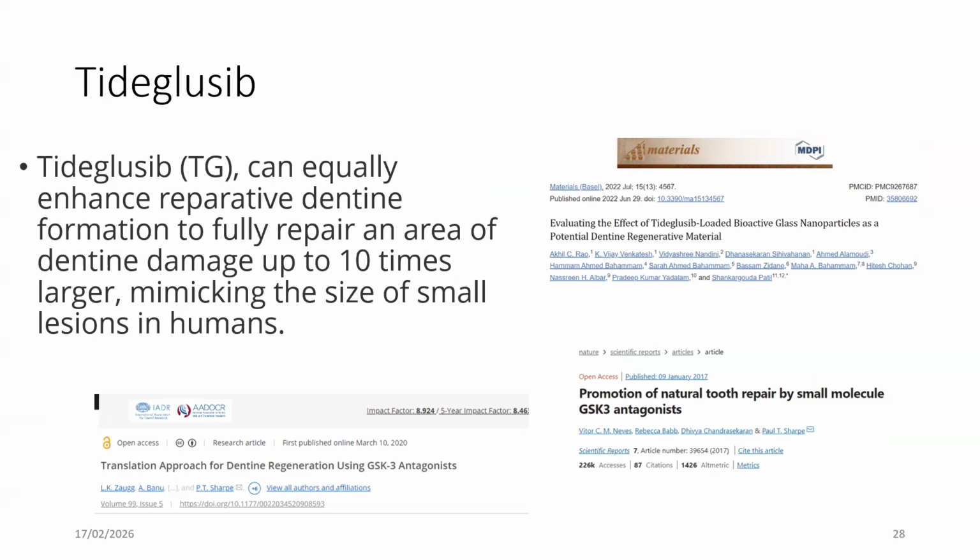This one is published in Scientific Reports, which is a Nature journal. Promotion of natural tooth repair by small molecule GSK3 antagonist was published in Journal of Dental Research, which is the top journal in dentistry, JDR. Then, translational approach for dentine regeneration using GSK3 antagonist. Right. So what it does is this molecule triggers the dentine regeneration.